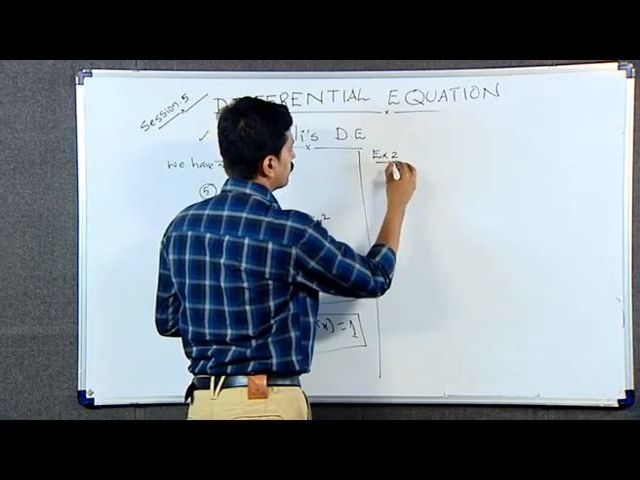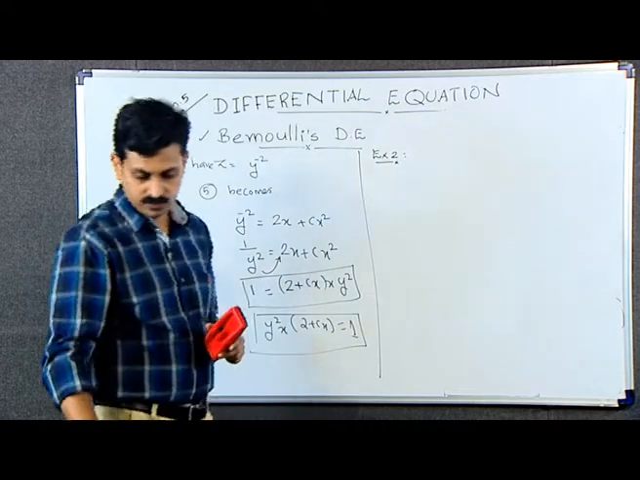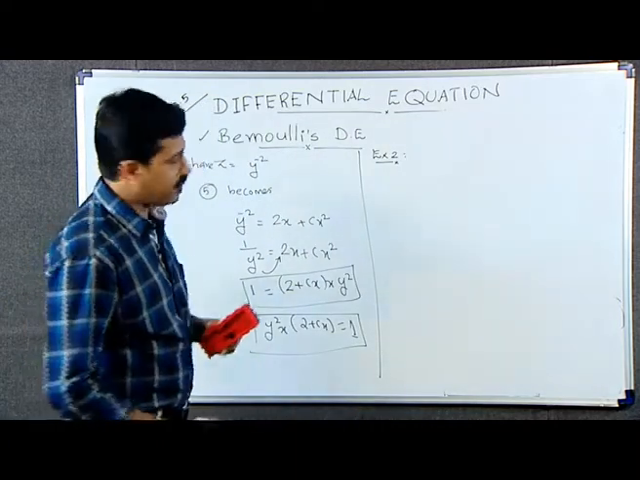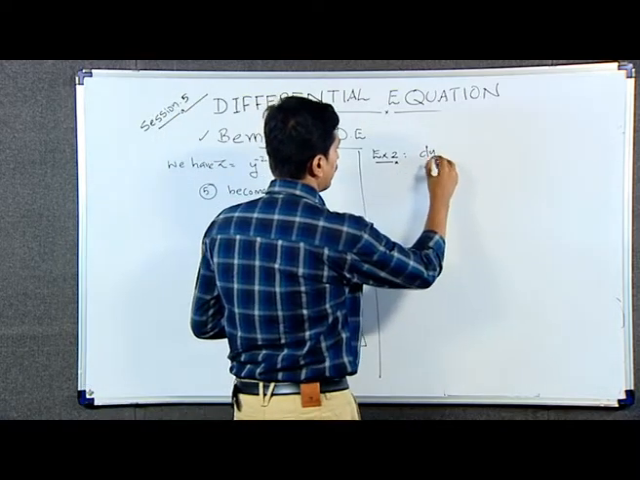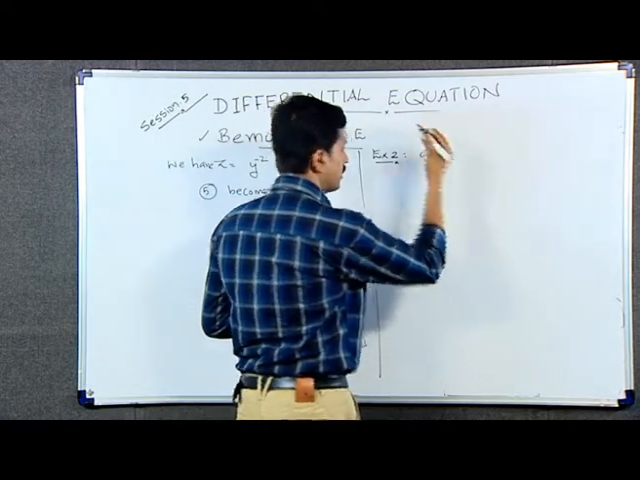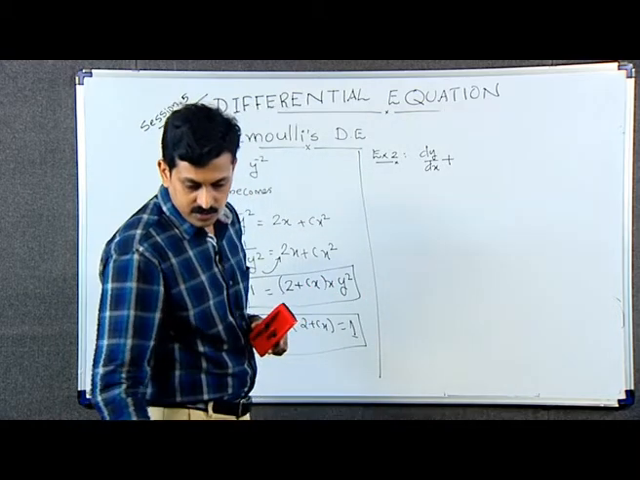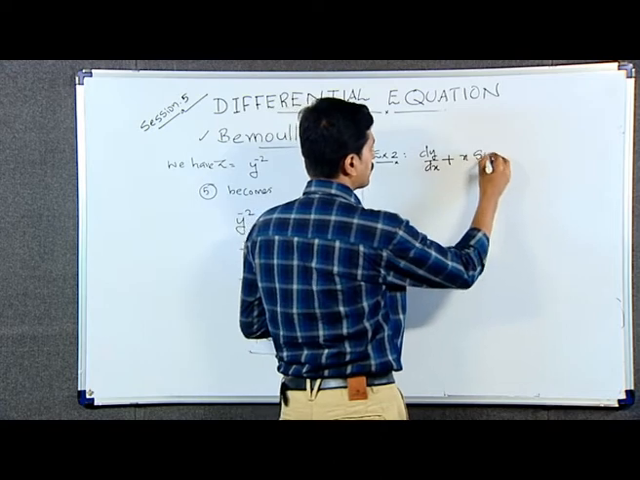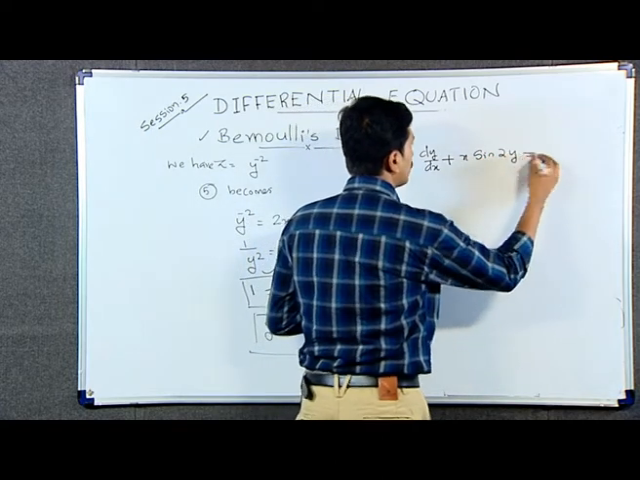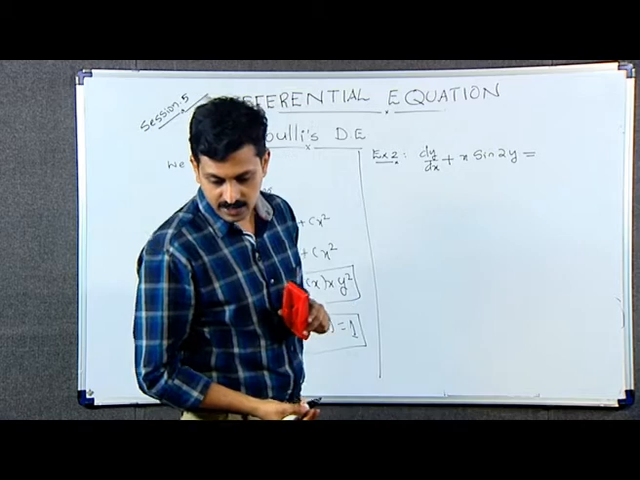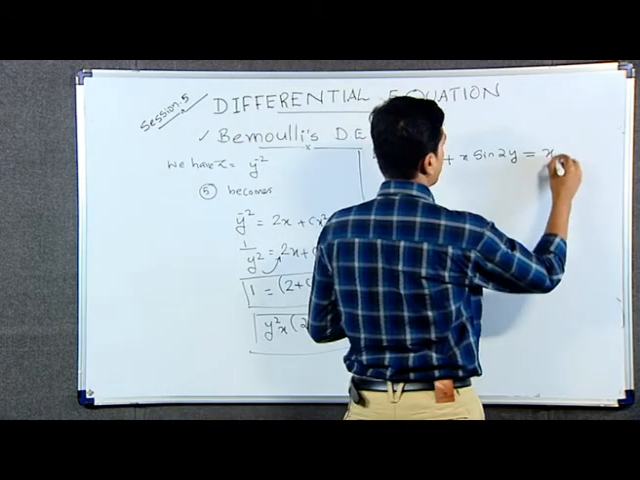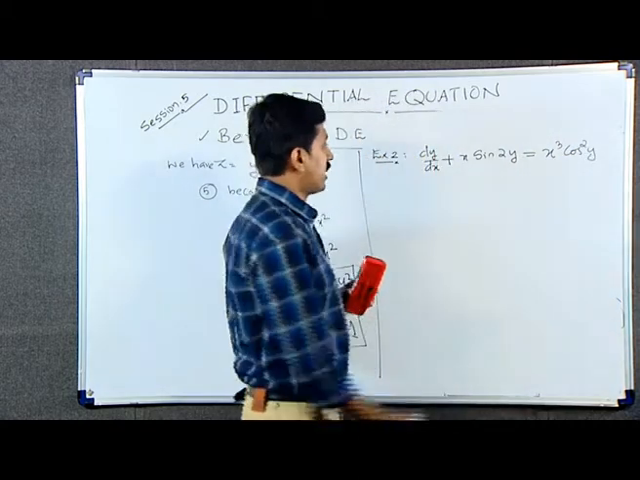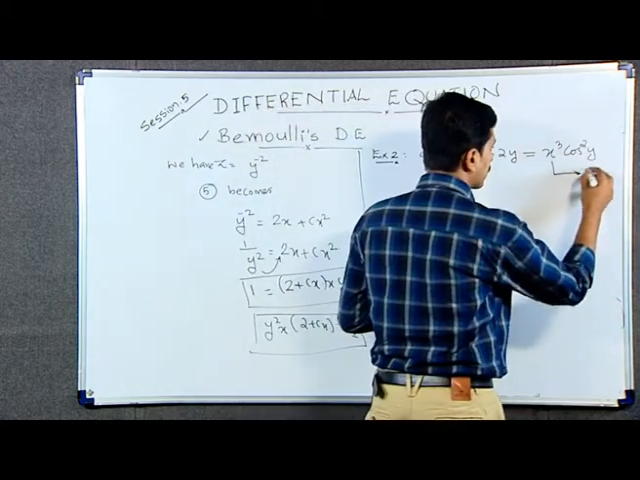Example 2: dy by dx plus x sin 2y is equal to x cube cos square y. I am taking this question as equation number 1.